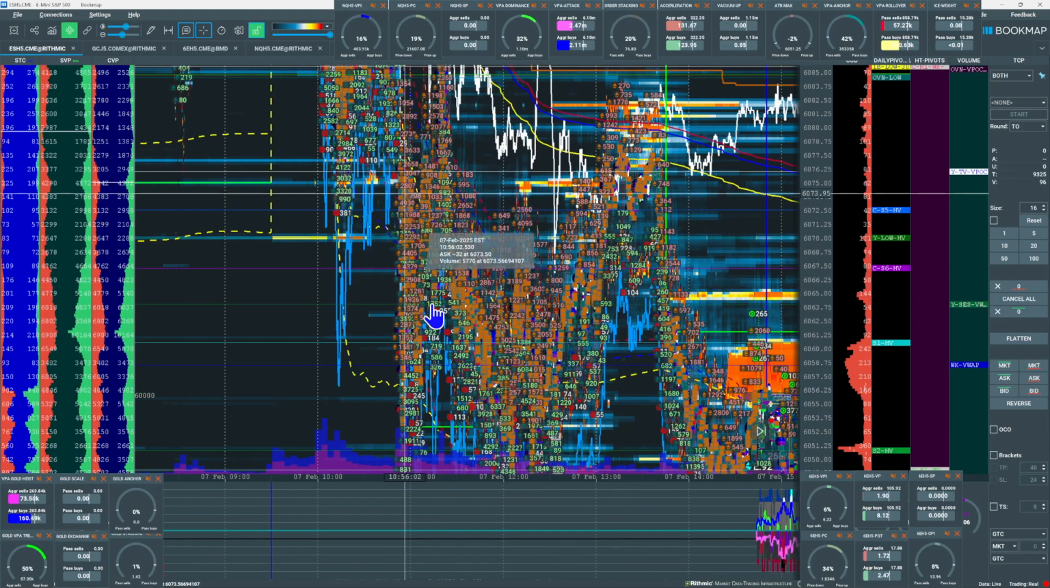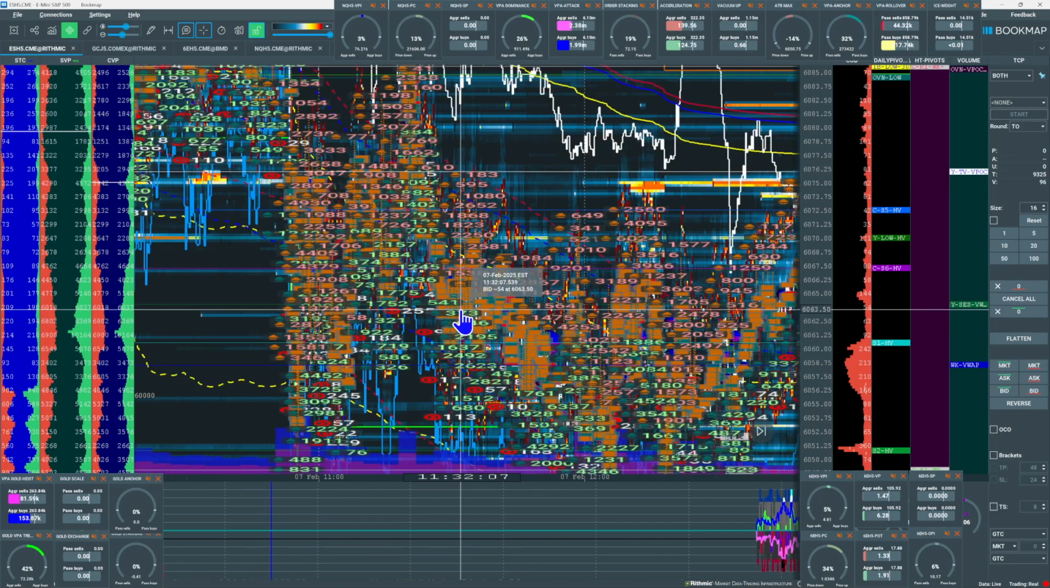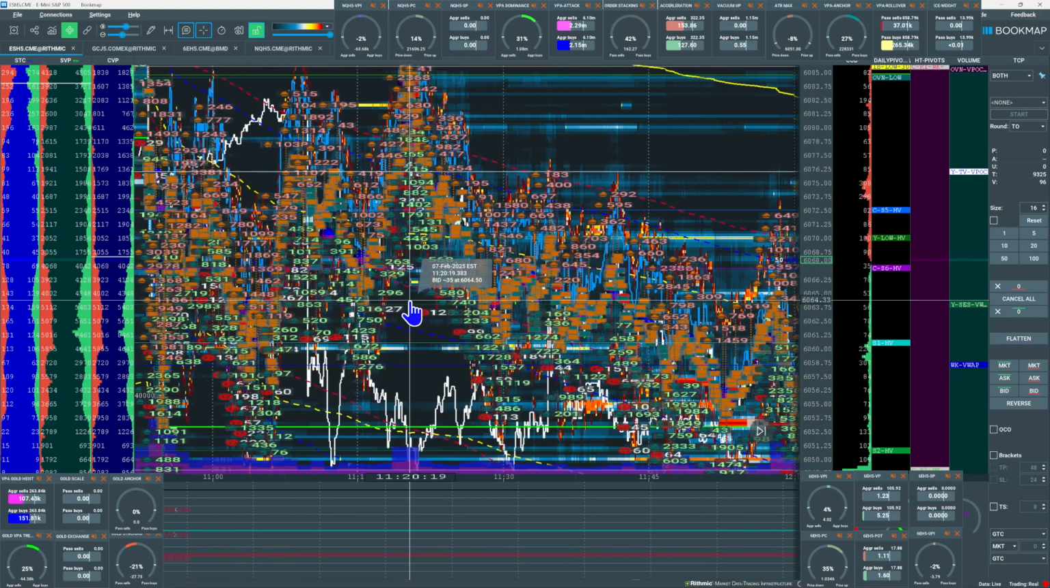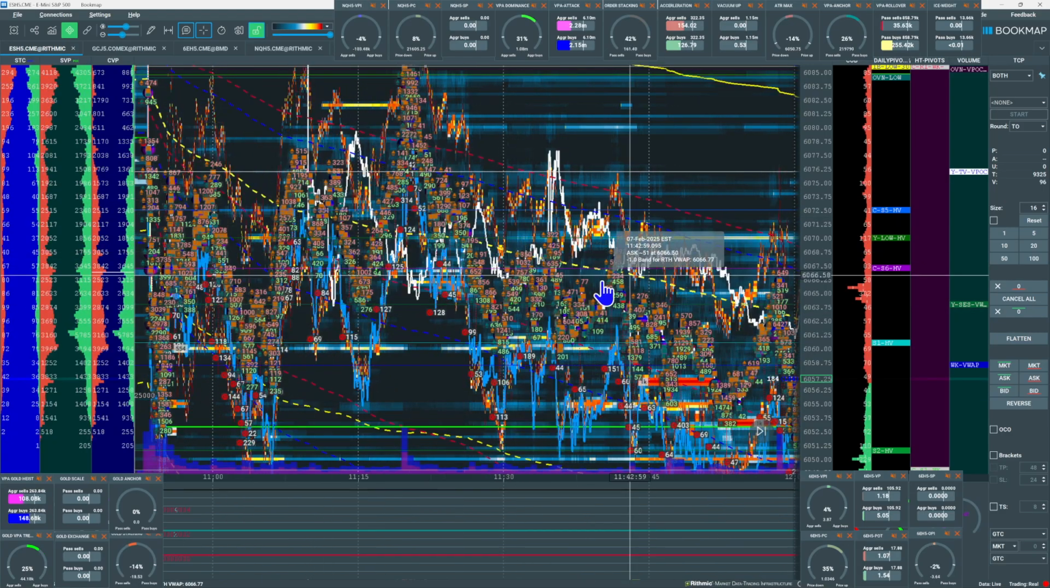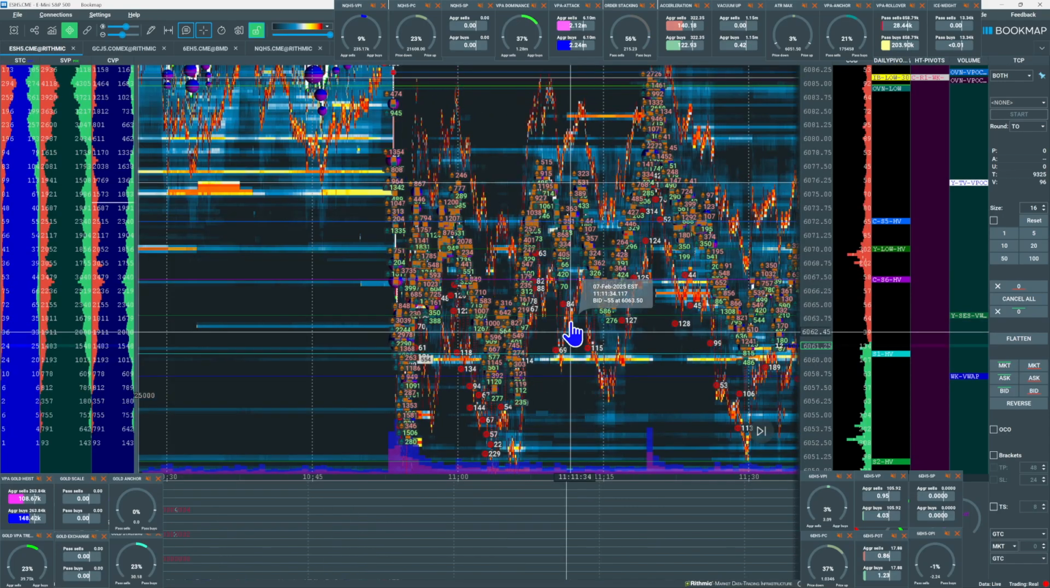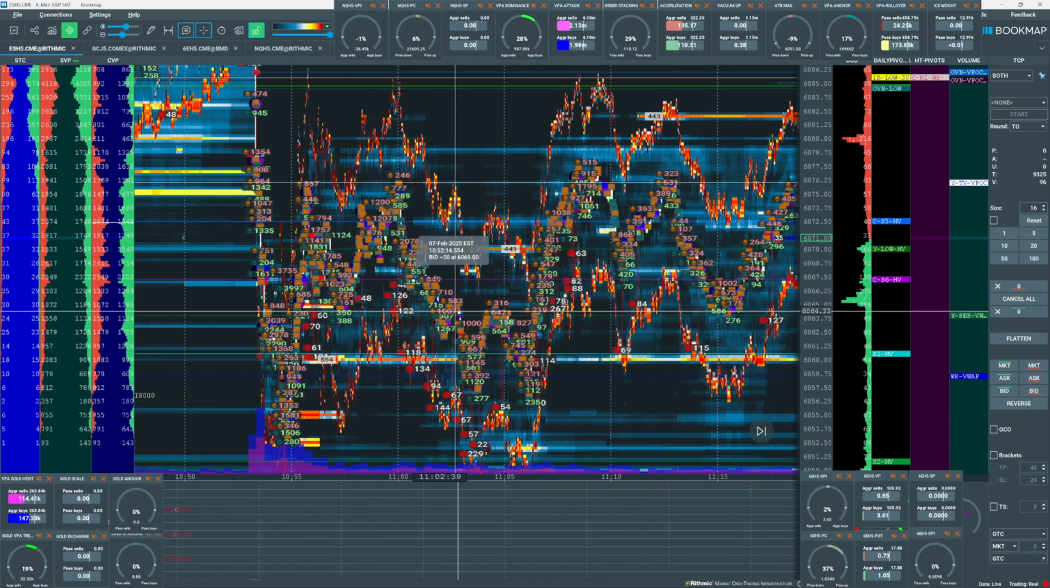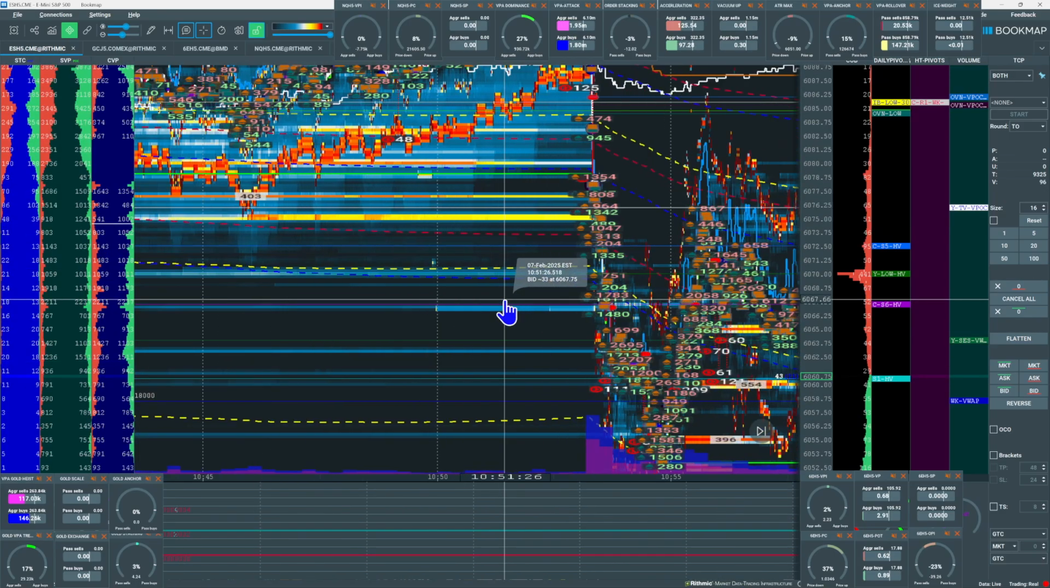So those orange, kind of brownish squares, those are the absorption indicators. They're kind of clouding up the chart as I have it. I have the chart kind of compressed.